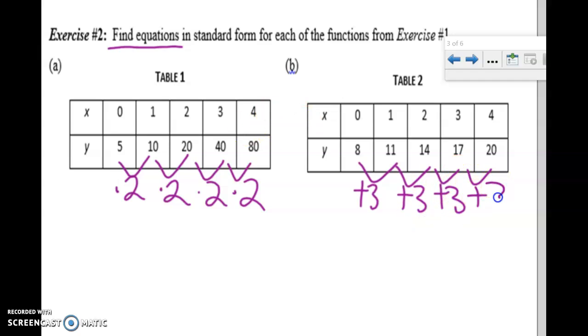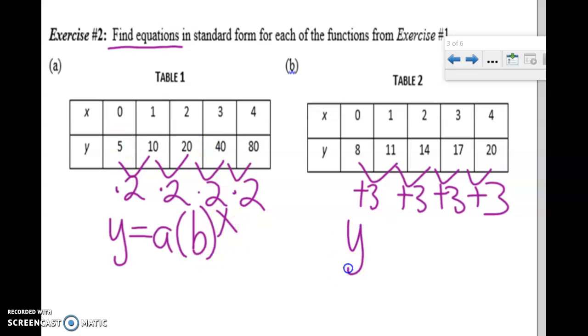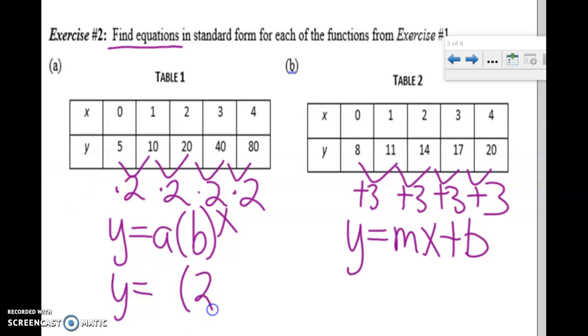Now we've already determined that this one's the exponential model, so y equals a times parenthesis b to the x, and the linear model is y equals mx plus b. Now, let's put in what we already know. We already know that it's being multiplied by 2, so in parentheses, I put the 2. I always raise it to the x power. That one's done. Over here, it was adding 3, so I put this in for the slope, and I always write it as 3x.